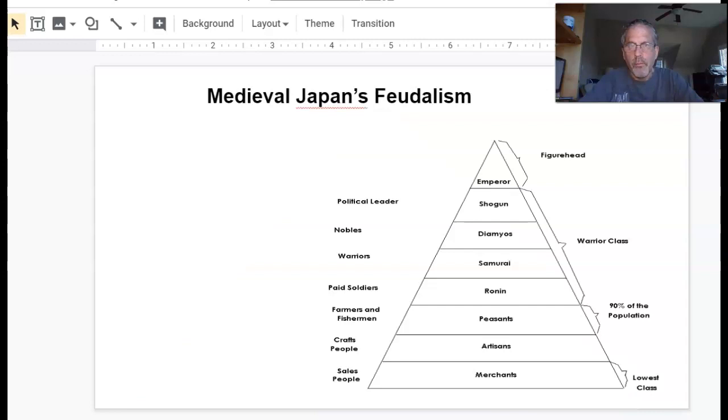And here in medieval Japan, you had emperor, shogun, daimyos, samurai, ronin, peasants, artisans, and merchants. Now notice this interesting dynamic here: peasants, who are really farmers and fishermen, were held to be more important and in a higher social hierarchy than merchants and salespeople.